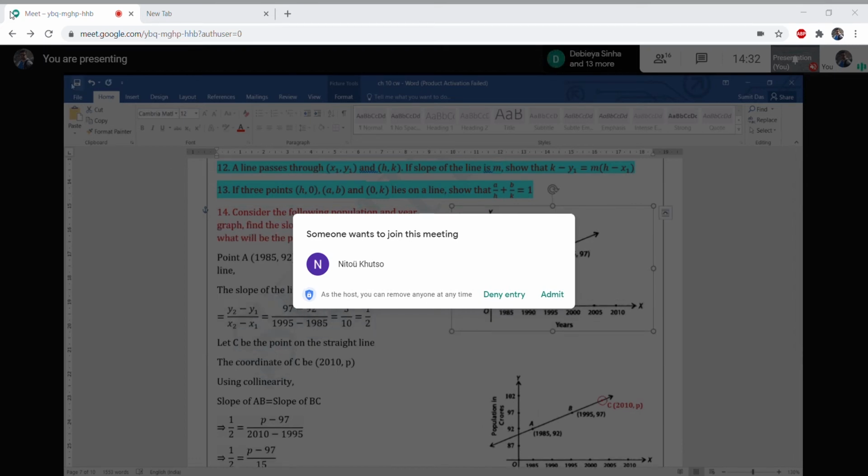This page says: consider the following population and year graph. A population and year graph is given. We have to find the slope of AB. First we have to find the slope of AB. AB is the line, and using it find what will be the population in the year 2010. So first we have to find the slope.